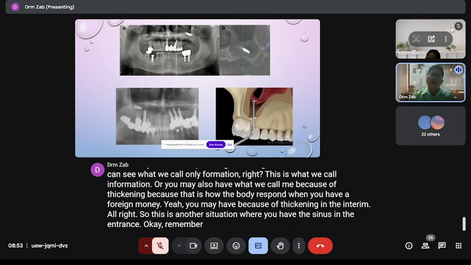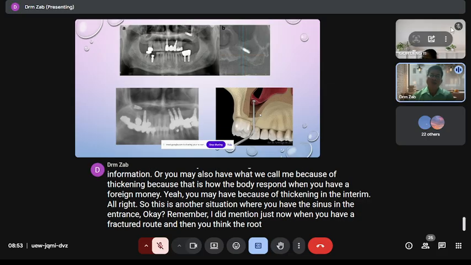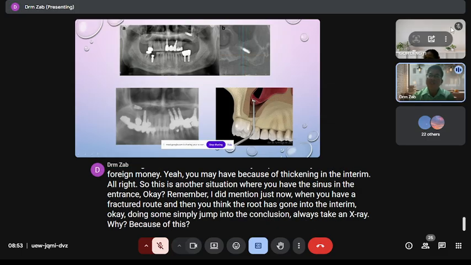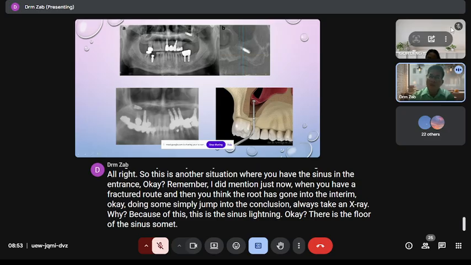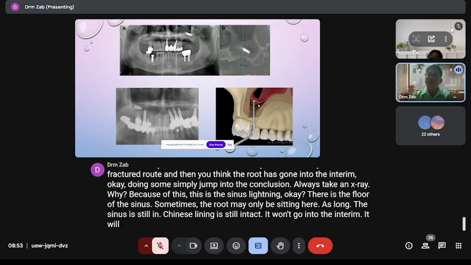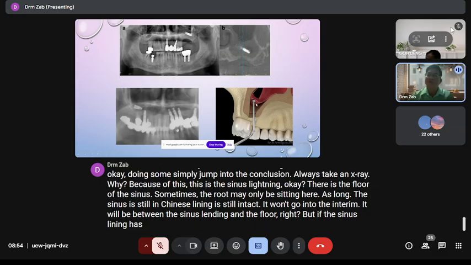Okay, remember I did mention just now, when you have a fractured root and you think the root has gone into the antrum, don't simply jump to a conclusion. Always take an x-ray. Why? Because of this. This is the sinus lining, and there is the floor of the sinus. Sometimes the root may only be sitting here. As long as the sinus lining is still intact, it won't go into the antrum. It will be between the sinus lining and the floor. But if the sinus lining has been perforated, it will definitely go into the antrum.